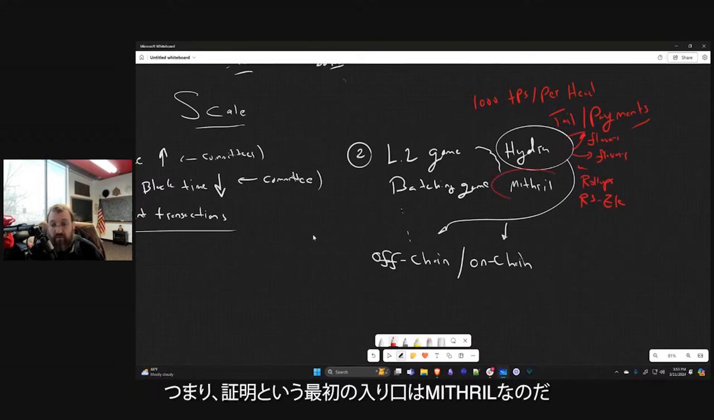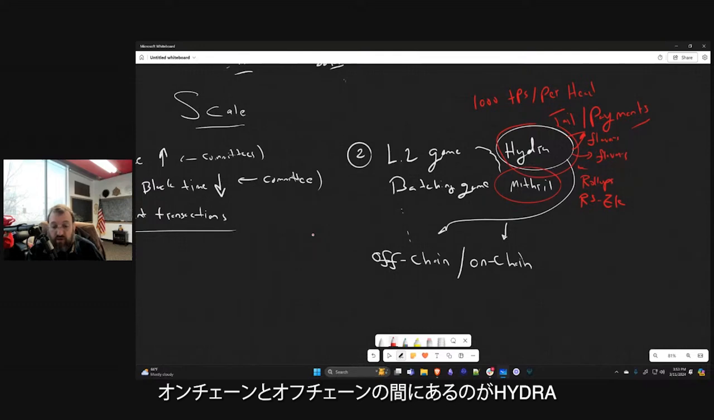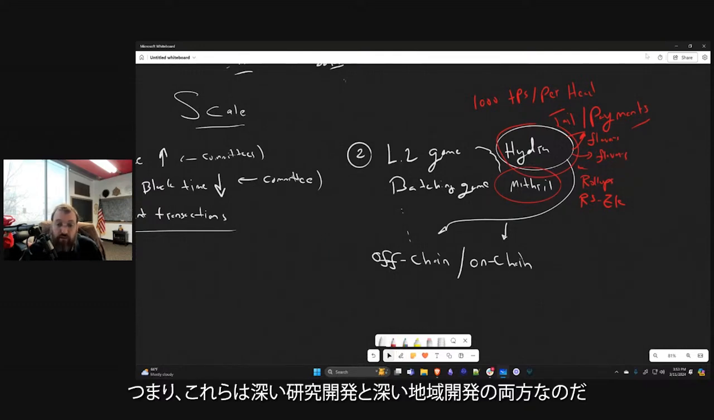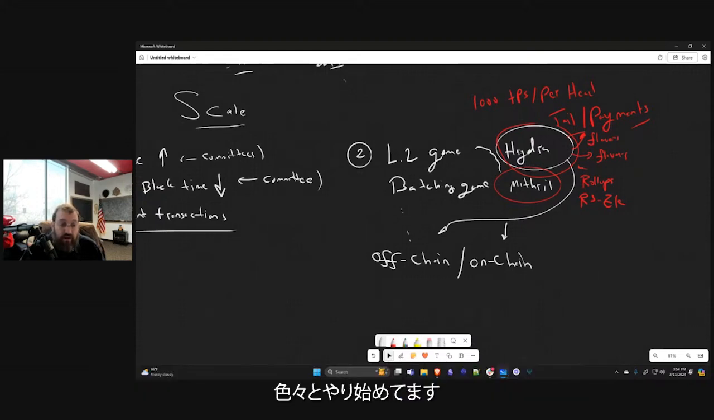So kind of our first entry point, the proofs, is Mithril. One of our first entry points to this bridge between the on-chain and the off-chain is Hydra. So these are both in deep R&D and deep community development. Hydra is on the Cardano mainnet. People can use it, and they're starting to do things.